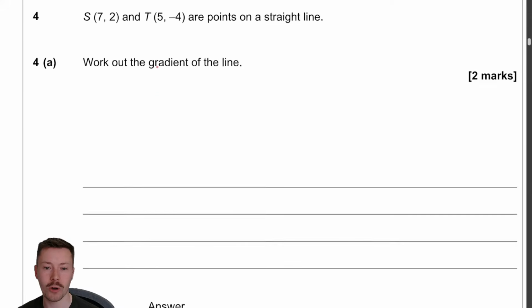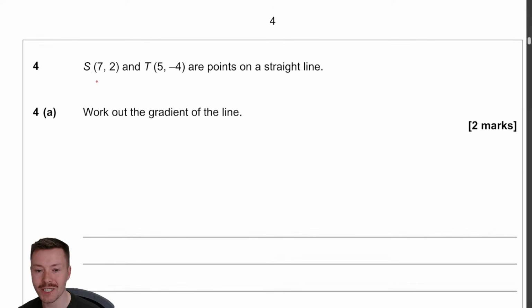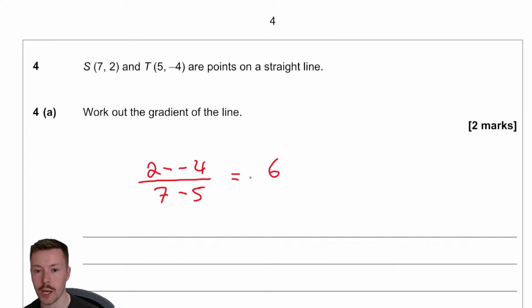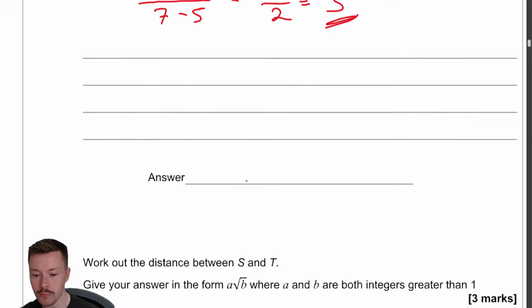Right, we've got here, scroll it up a little bit, S, which is 7 and 2, and T, which is 5 and minus 4, are points on a straight line, work out the gradient. Okay, so this should be really straightforward for anybody doing further maths. You do y take y, 2 minus minus 4, over x take x, but it's got to be in the same order. So 2 take away minus 4 is 6, 7 take away 5 is 2, so that gives us an answer of 3. Really straightforward.